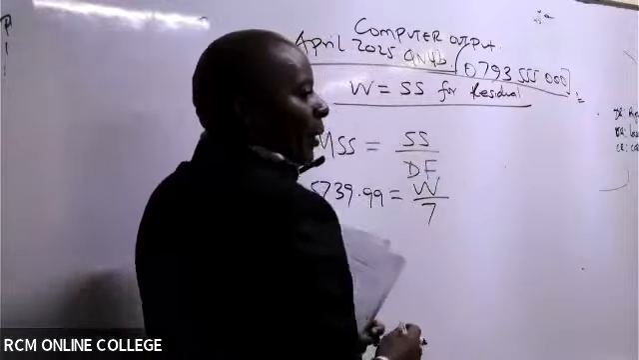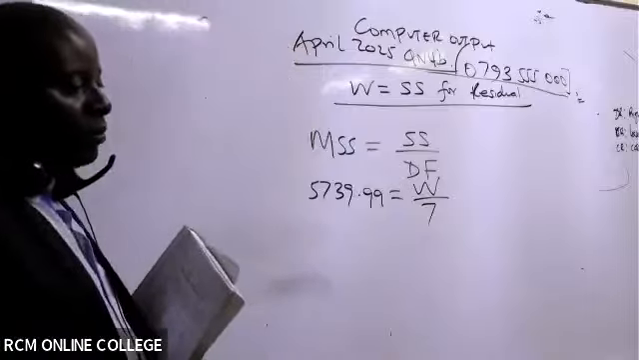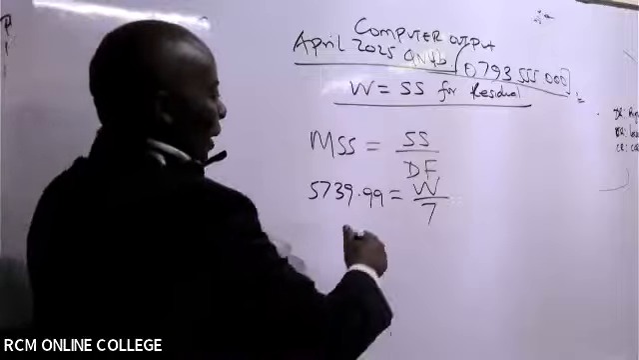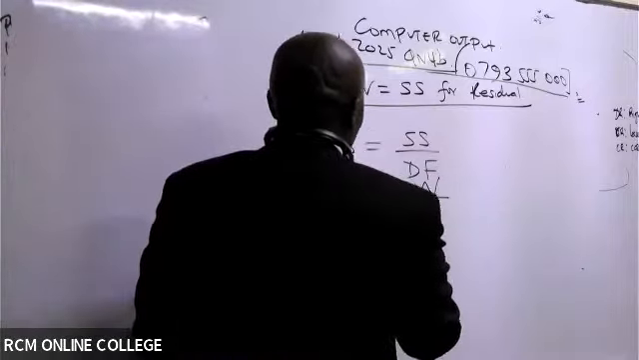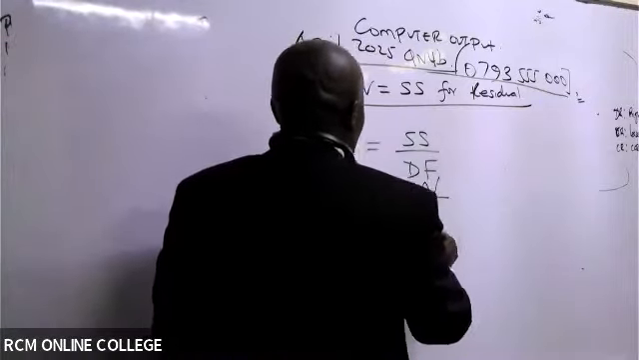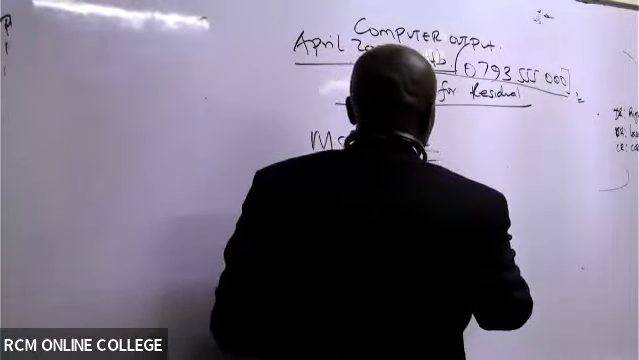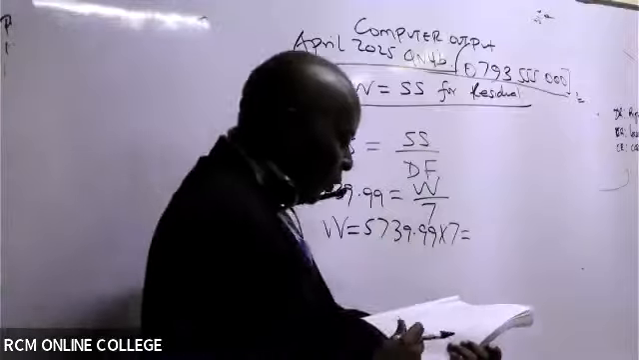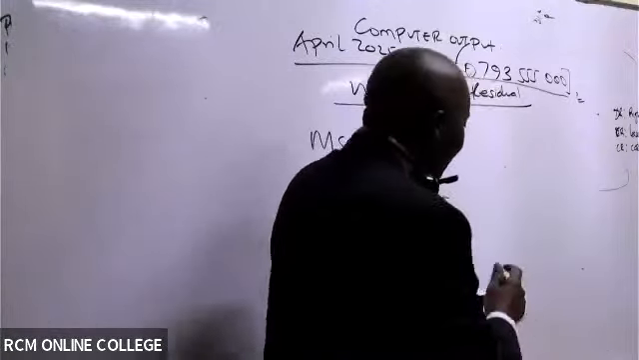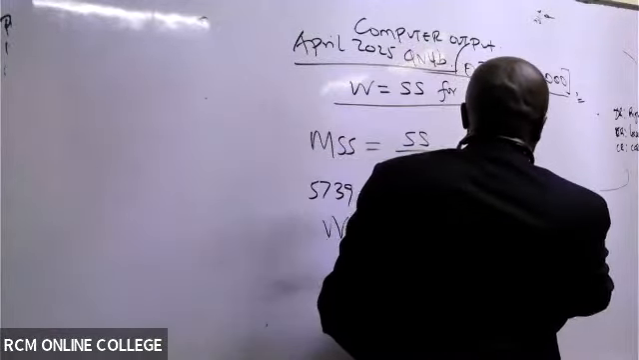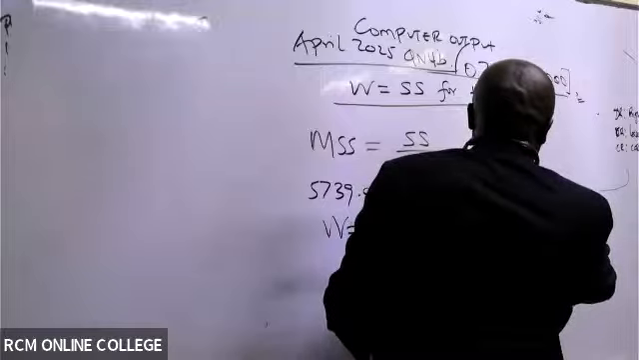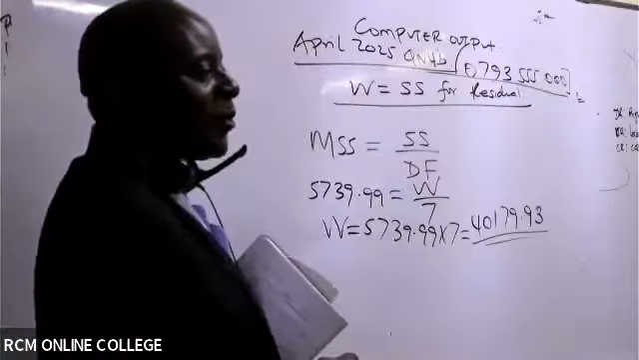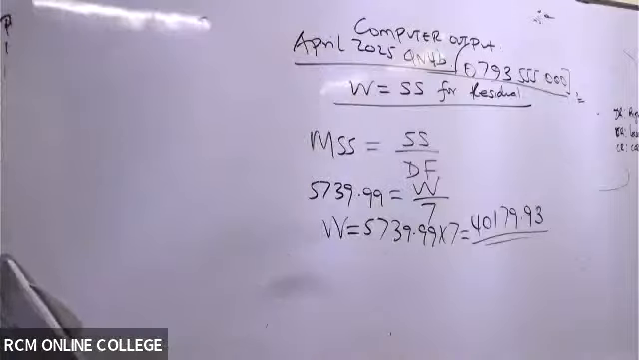So now make W the subject of the formula. If I cross multiply, my W will be 5739.99 times 7, which now will end up giving us what figure? 4179.93. You have 1 mark, which will make you see places that you have never seen.